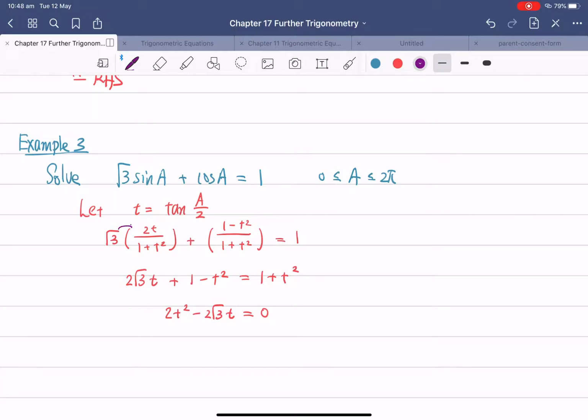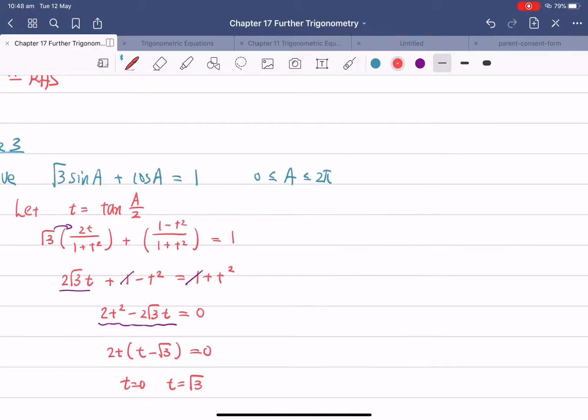If you times this across, you get 2 square root of 3t. So the denominator cancels out, and okay, good. So cross these two out, and you get these two expressions now. That's a quadratic function. All you have to do now is solve this quadratic equation. Take the 2t out. So 2t bracket t minus root 3 is equal to 0. So t is equal to 0, t is equal to square root of 3. Once you finish that, we've just finished finding the value of t.